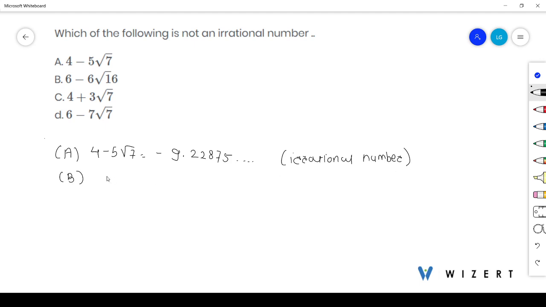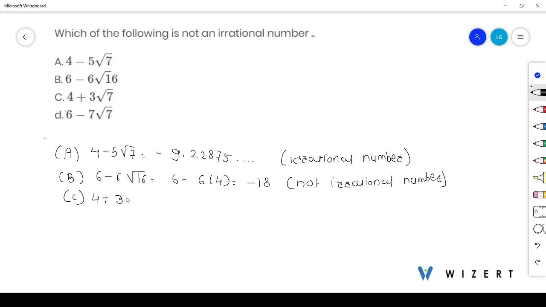Then for B, 6 minus 6 root 16 means 6 minus 6 into 4. That is 6 minus 24, which is minus 18. We can see that it is not an irrational number. Let us check the remaining options too.